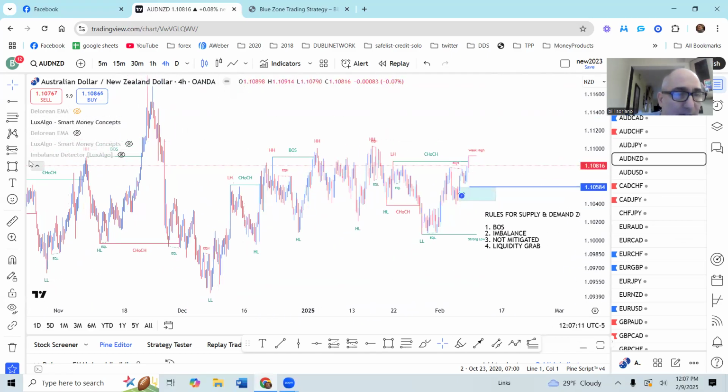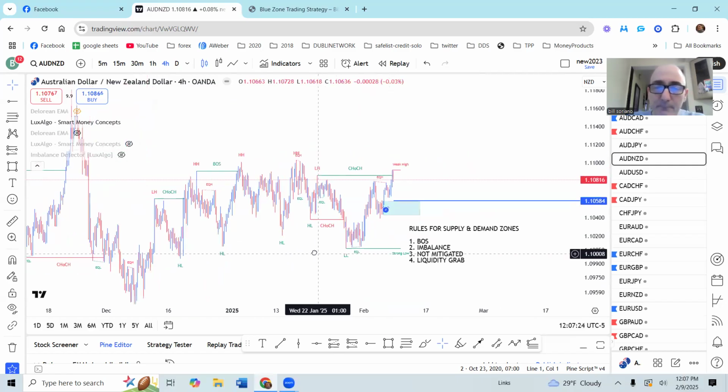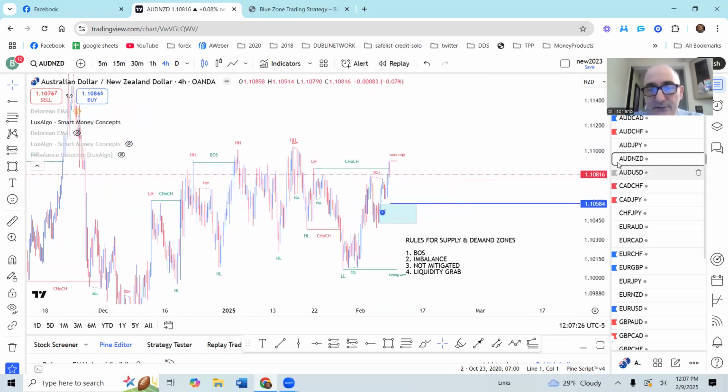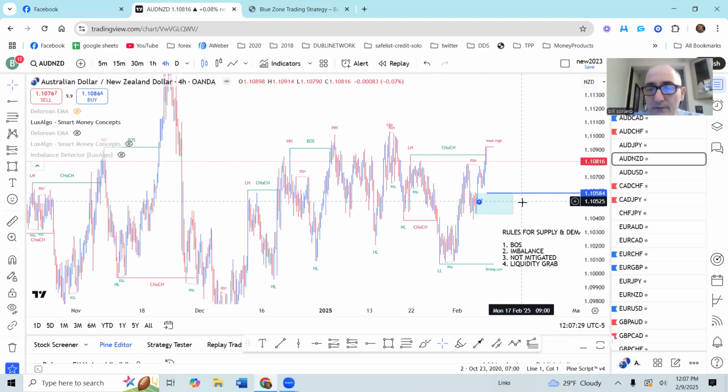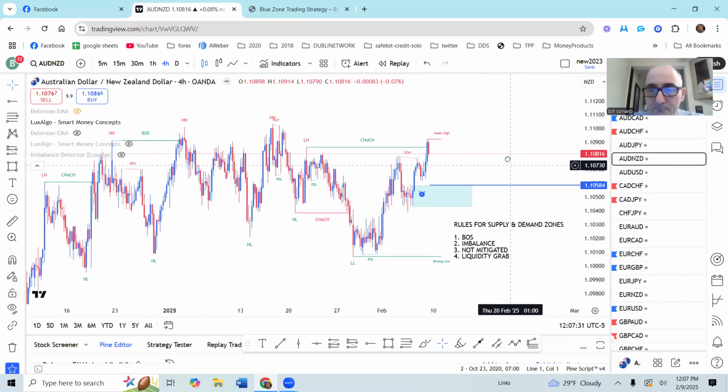Now I also have an imbalance detector on here for people that need help identifying imbalances. So we could turn that on. You can turn that on when you need to, and I can show you how we would use that. But for me, imbalances are easier to find, but for some people, they still need some training on that.